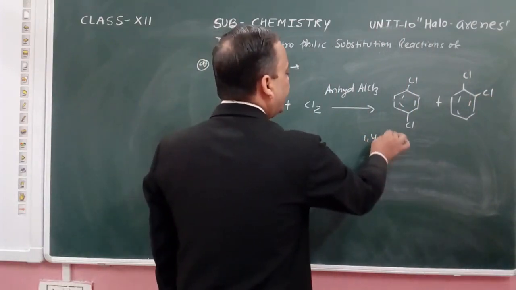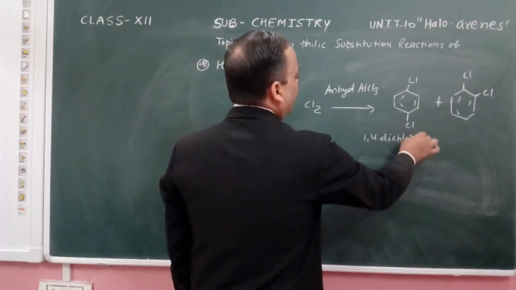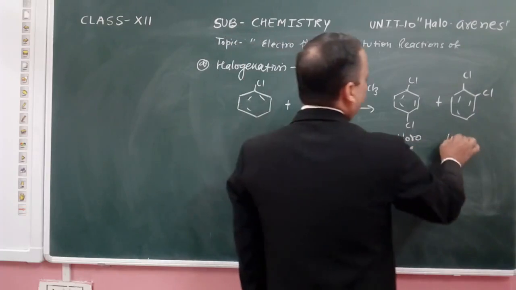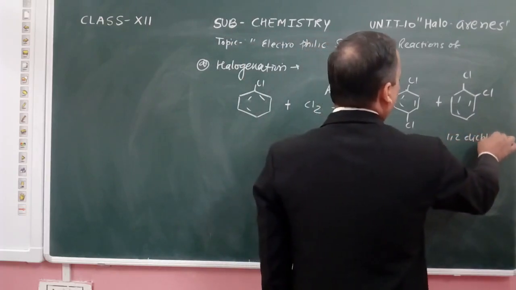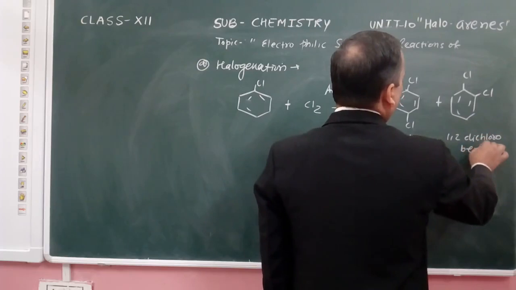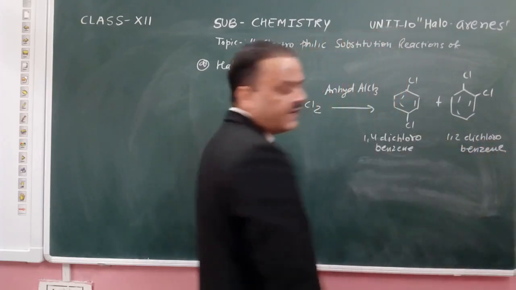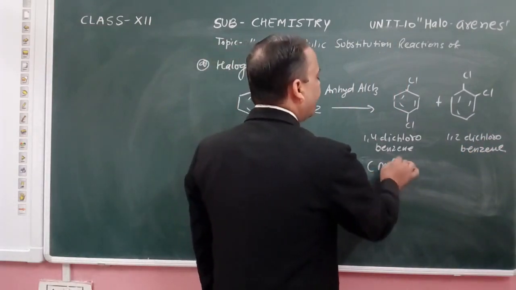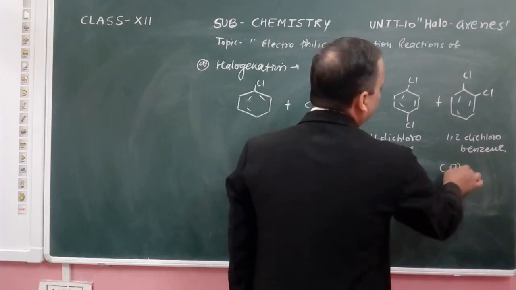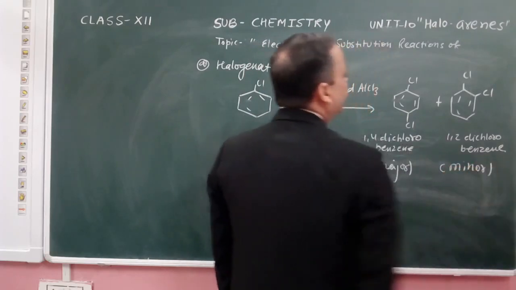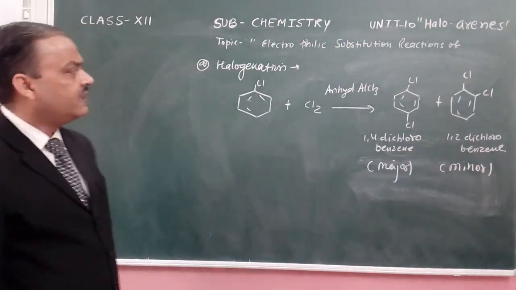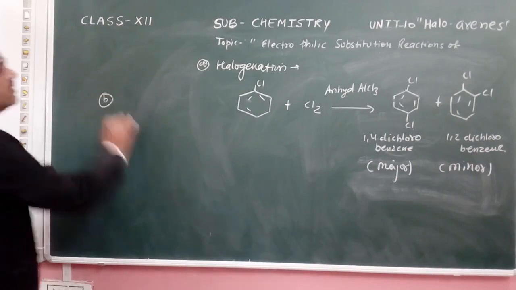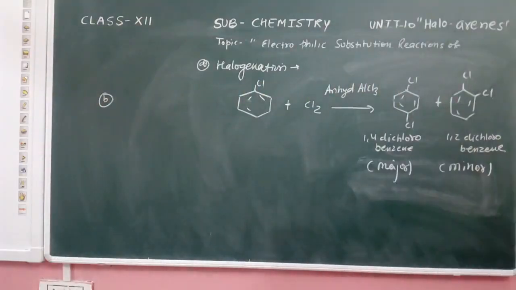One is 1,4-dichlorobenzene, and the other is 1,2-dichlorobenzene. The major product is the para product. This is the major product and this is the minor product in that particular reaction. So that is the halogenation of chlorobenzene that we get in this reaction.